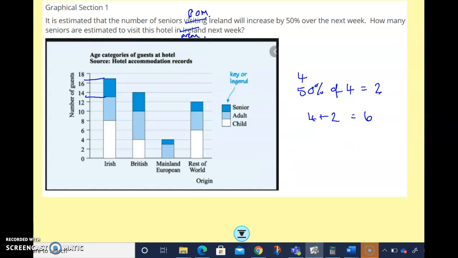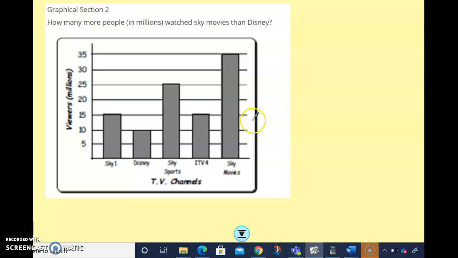Okay. Graphical section 2, looking at a different kind of bar graph. How many more people in millions watch Sky Movies than Disney? Sky Movies was 35, Disney was 10, take them away, it'd be 25. And the fact that it's saying in millions there is because it's the viewers in millions here, but your answer of 25 will be fine.